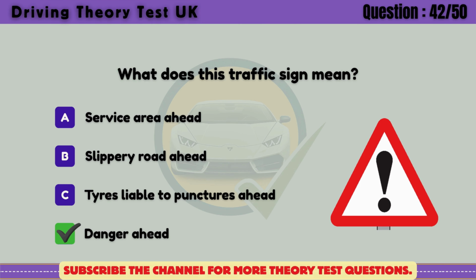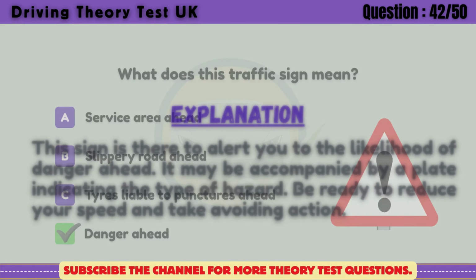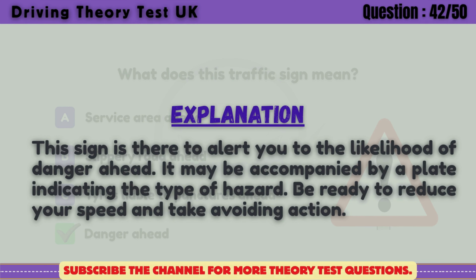Answer is D. Danger ahead. This sign is there to alert you to the likelihood of danger ahead. It may be accompanied by a plate indicating the type of hazard. Be ready to reduce your speed and take avoiding action.